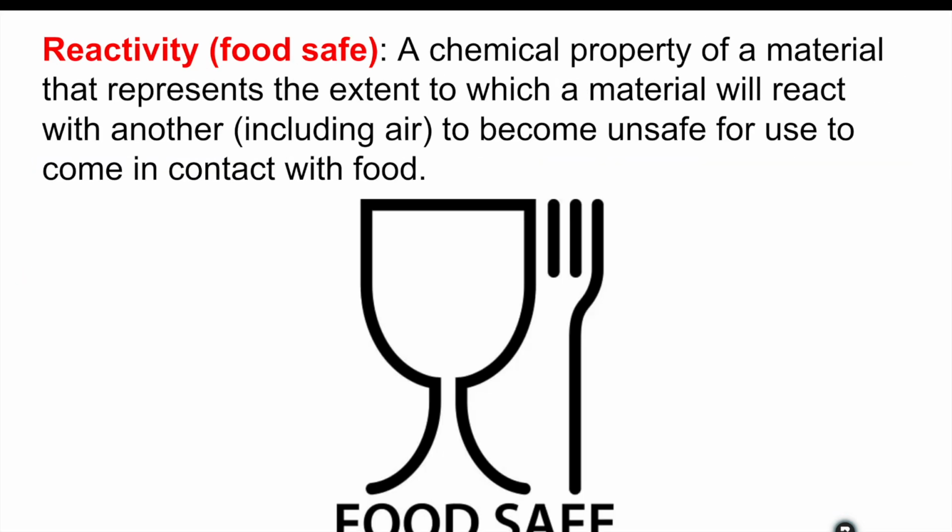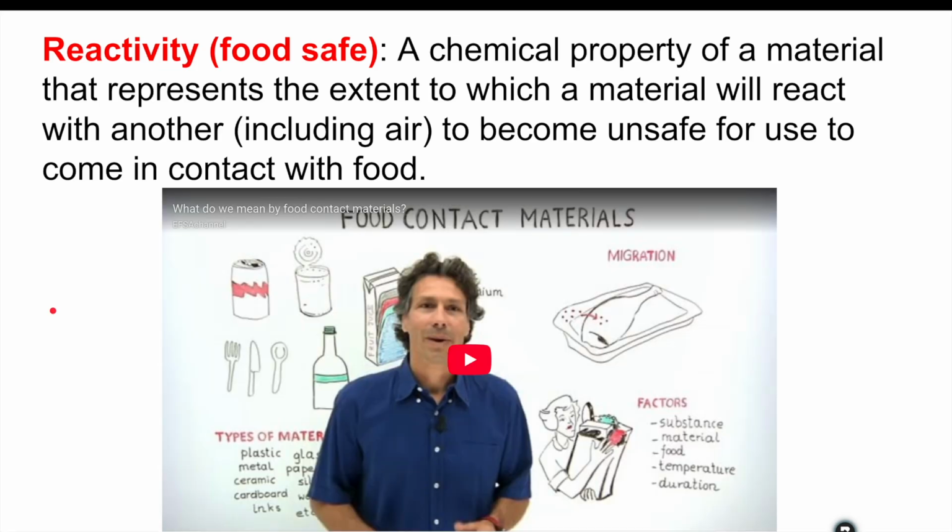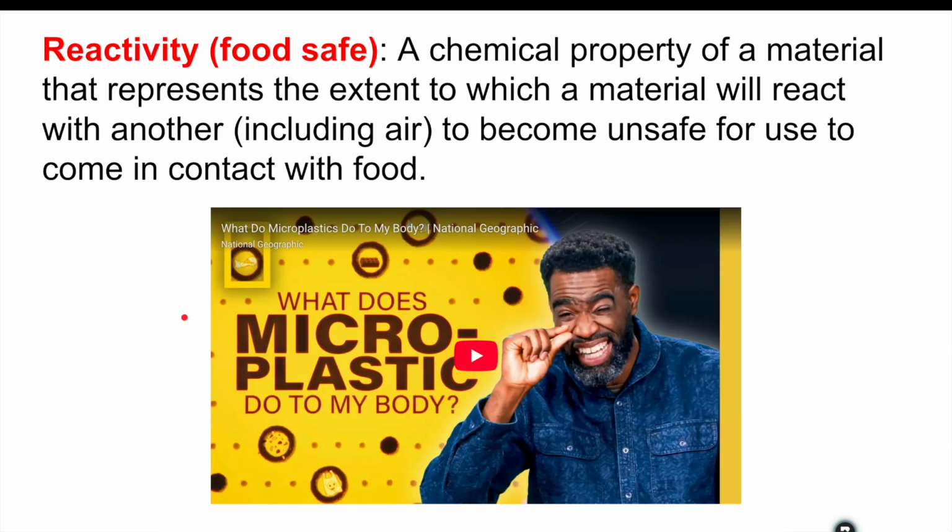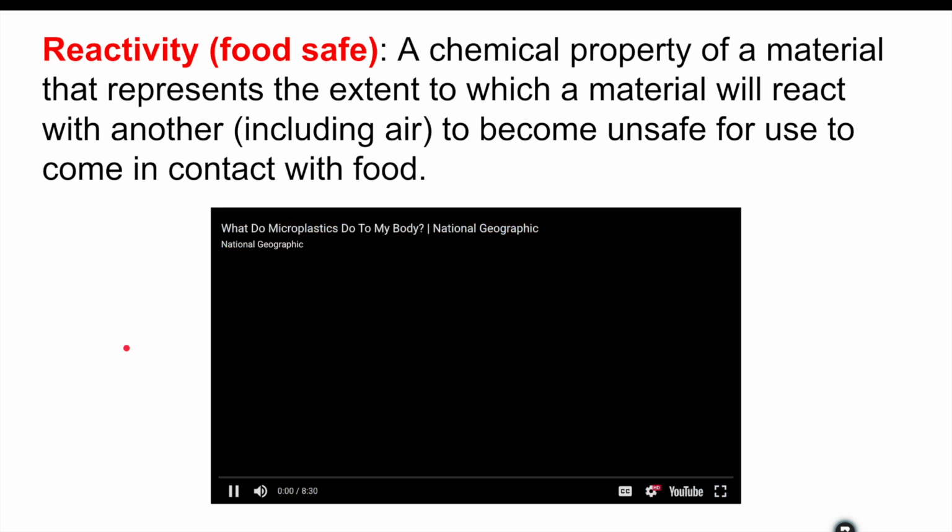Reactivity, or we're talking about food safety here, is a chemical property of a material that represents the extent to which a material will react with another, including air, to become unsafe for use when it comes into contact with food. This is a great video. It shows you how food contact materials are considered, and this gentleman right here is a scientist who works with different materials that come into contact with food. So please have a watch of that. This is another video that is about microplastics. It's really good, so have a watch of this video also.